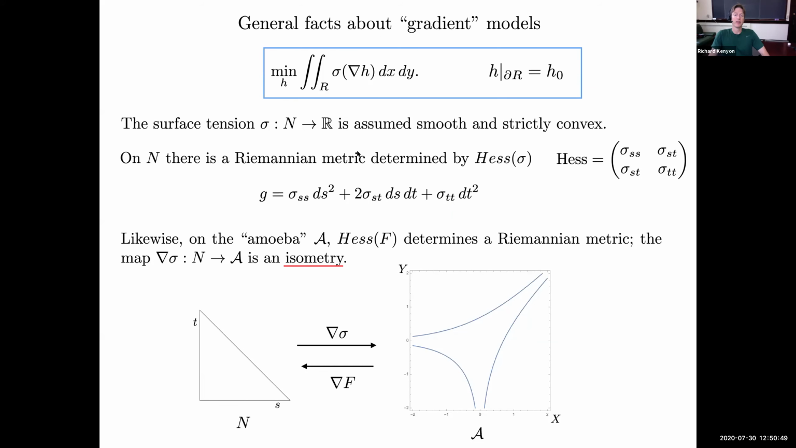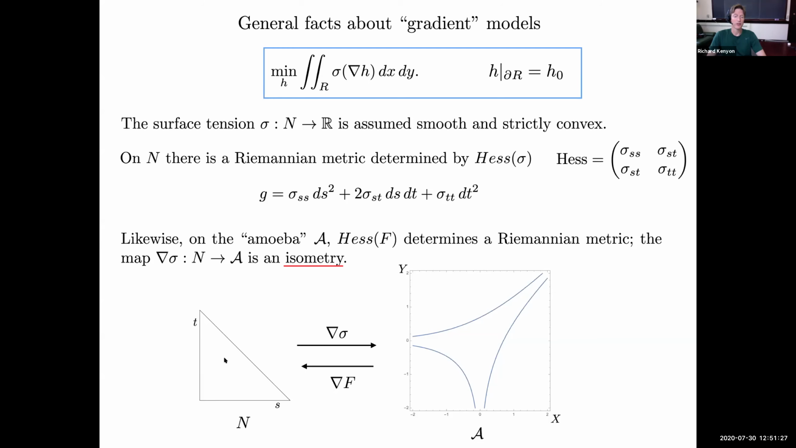Now the first thing to point out that was not obvious before is that there's a natural Riemannian metric on N itself. And this metric arises from the Hessian of sigma, right? The matrix of second derivatives of the surface tension sigma. So sigma is going to be coordinatized by these two coordinates s and t. S and t are coordinates on N. Right, so the Hessian of sigma is this 2 by 2 positive definite symmetric matrix, and that gives rise to a Riemannian metric G.